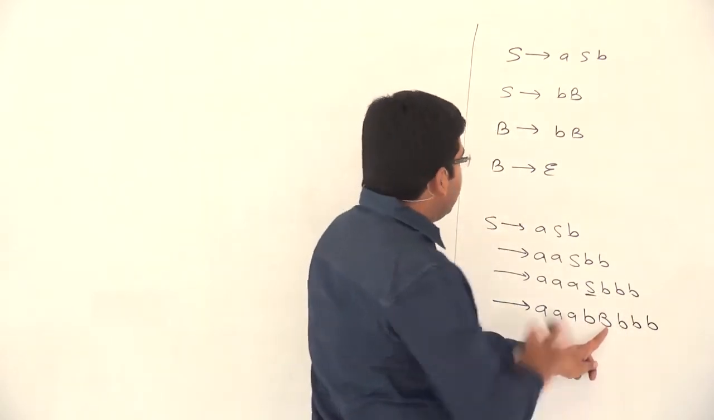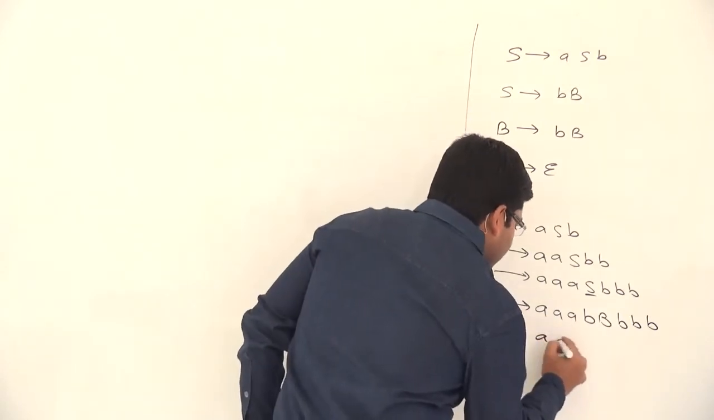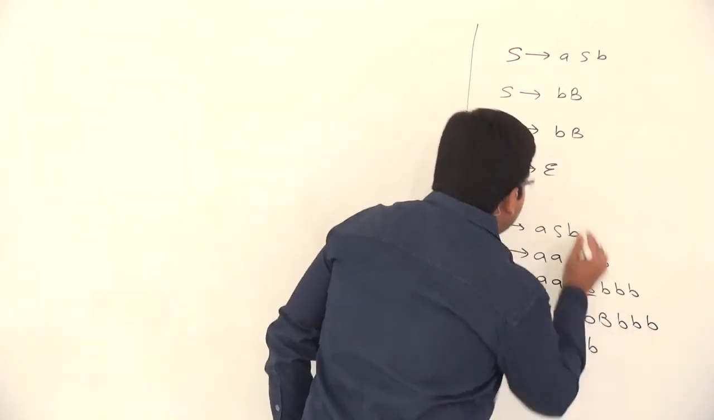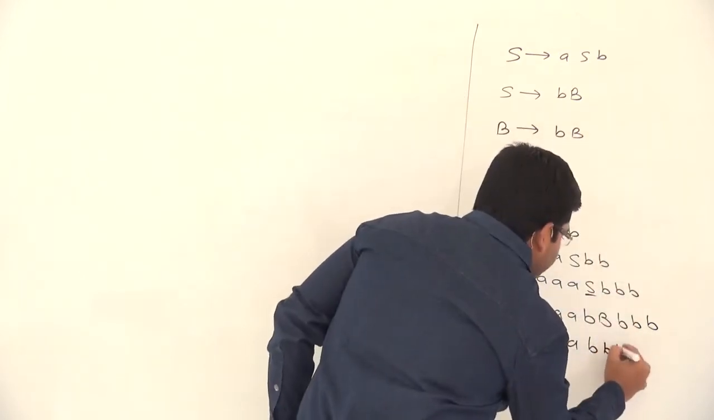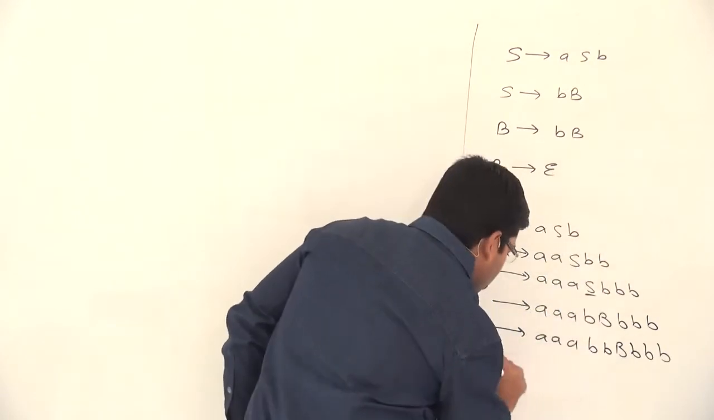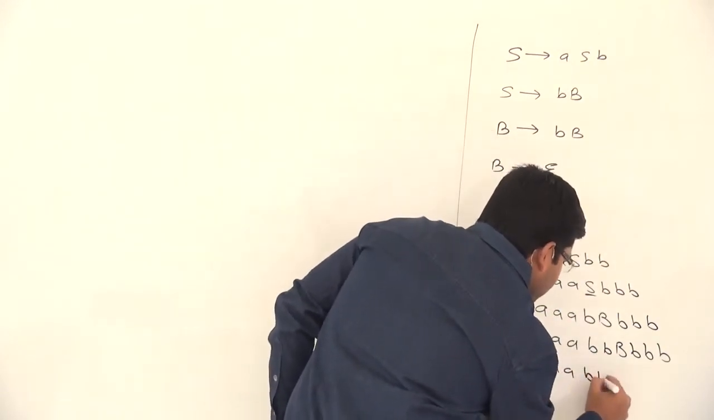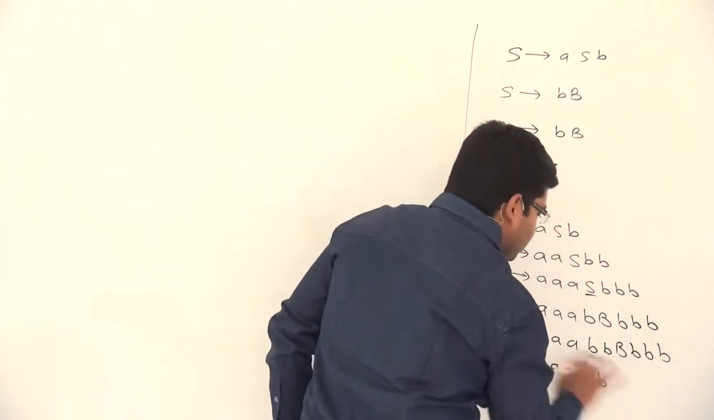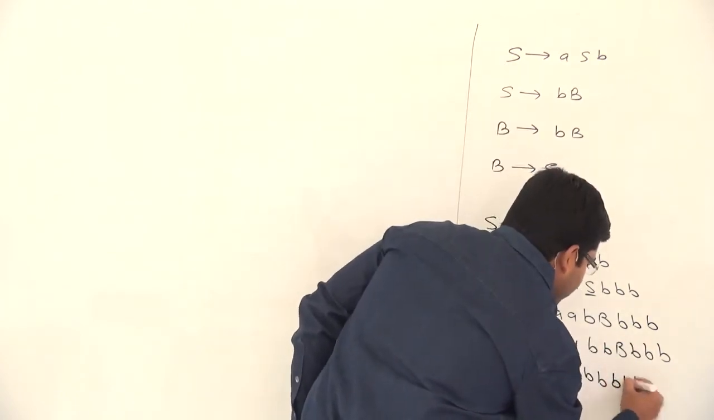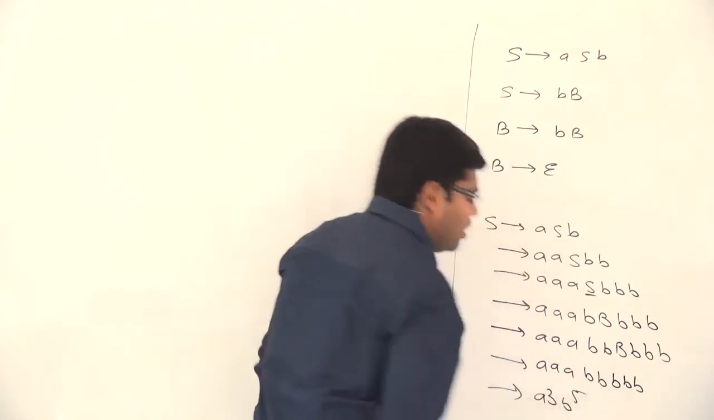Now you can expand this B any number of times to produce additional b's. This B can be replaced with bB, and finally you can replace this B with epsilon to get aaa, then b, this B will be replaced with epsilon, it will be nullified, and bbb. In short, what you have generated is a cubed b to the power 5.